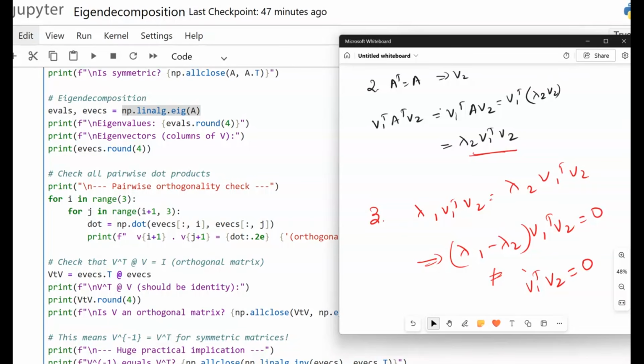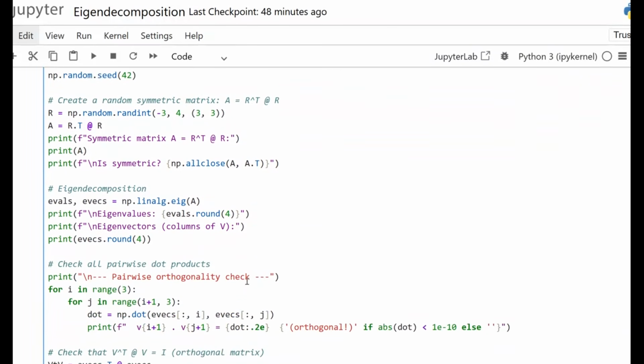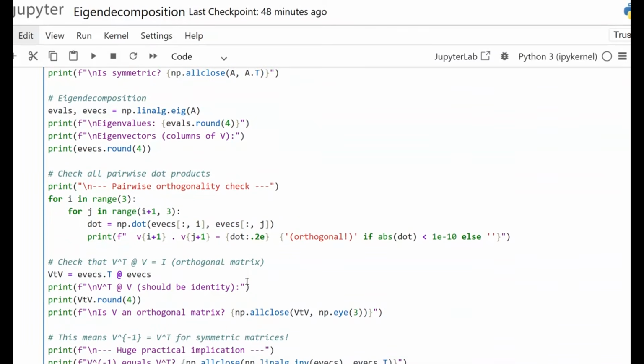What makes this proof work is the substitution A transpose equal to A, which is what we did in step 2. For a non-symmetric matrix, A transpose is not equal to A and the chain of equalities breaks. This is why non-symmetric matrices do not have orthogonal eigenvectors in general. So this code verifies that for symmetric matrices, eigenvectors are orthogonal.